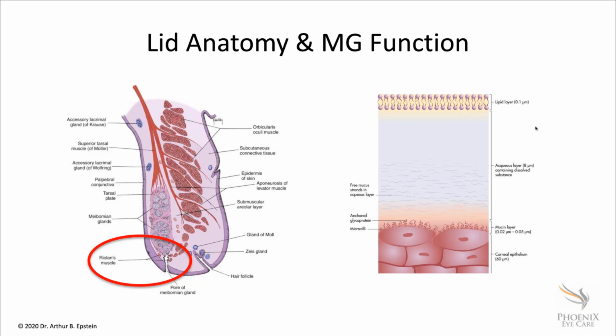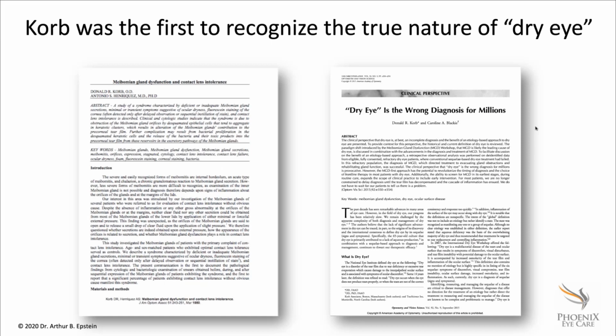probing in a minute. And you can see that the tear film is very, very complex. So Donald Korb is one of the most wonderful gifts we've had in optometry, an absolutely brilliant observationalist. In 1980, and this is the 40th anniversary, and I congratulate him and I wish him another 40 years of health and production, with Antonio Enriquez, he wrote a seminal paper called Meibomian Gland Dysfunction and Contact Lens Intolerance.